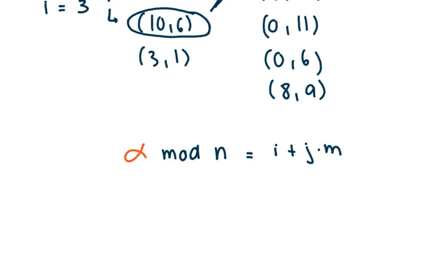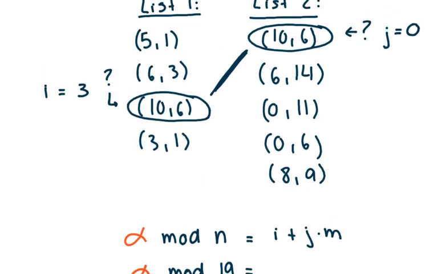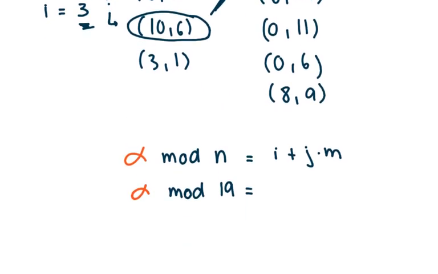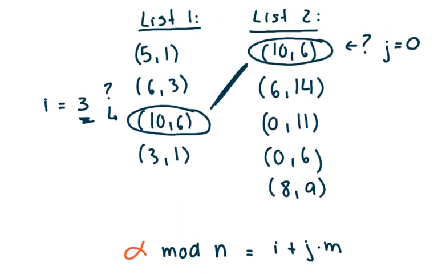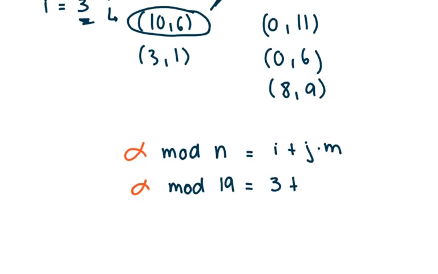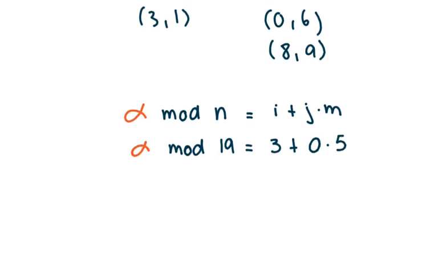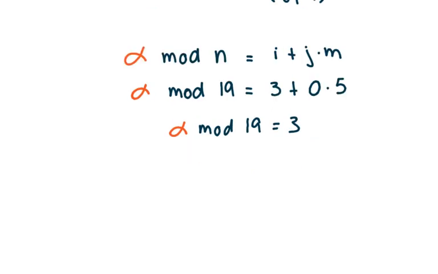So now we'll plug in our values that we've just computed. So alpha mod the order of g, which is 19, is equal to i, which we said was 3 to get that common coordinate, plus j, which we said was 0, times that initial value of m that Eve computed, which was 5. So now we just get alpha mod 19 equals 3. And the only value that alpha is going to take on that can satisfy this requirement is 3.